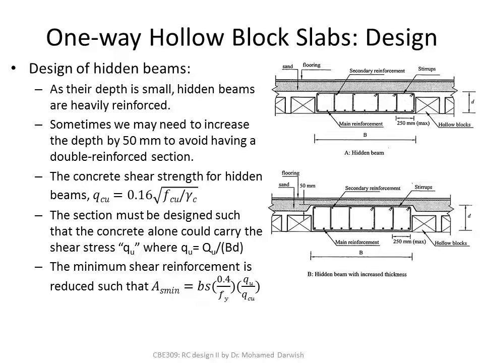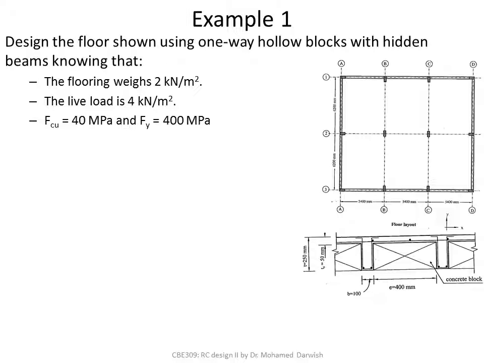The concrete shear strength for hidden beams is 0.16 root FCU over gamma C. Of course, and the Q ultimate is Q ultimate over BD. The minimum shear reinforcement is BS times 0.4 F over F yield times Q ultimate over QC. Let's take a nice example here.